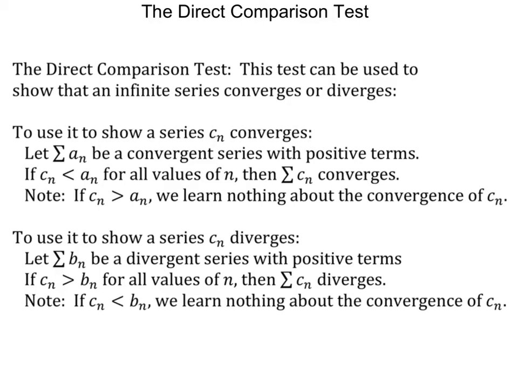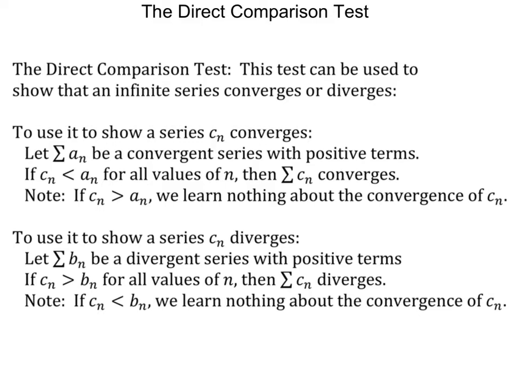So the next few videos are about the comparison tests, and the first of the comparison tests is called the direct comparison test. The test can be used to show that a series either converges or diverges. It's not like the nth term test for divergence, which can only show divergence. It's a test that can potentially show either way, right? So there's sort of two cases.